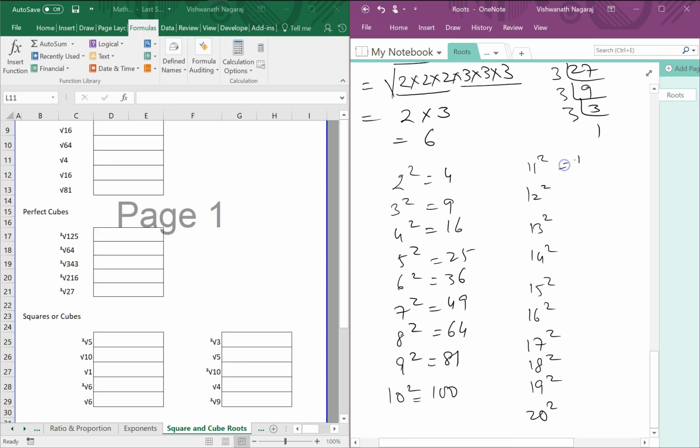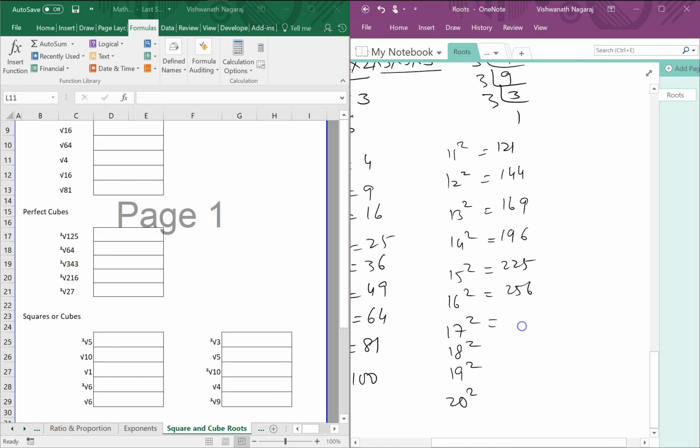Yes, 121, 144, 169. 14 square is 4 4s are 16, 196, 225, 16 16s are 256, 17 17s, so 7 7s are 49, 4 plus 7 is 11, 17, 289.